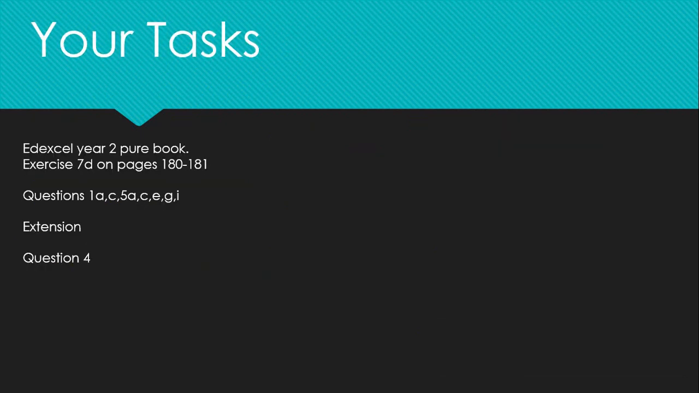Your tasks for this lesson are in exercise 7D, which is on pages 180 to 181 of the Edexcel Year 2 book. This is the Active Teach book. I would like you to do questions 1A, 1C, 5A, 5C, 5E, 5G and 5I. And if you want a little bit of an extension, something different, do question 4. If you want to do any of the missing bits from questions 1 and 5, or if you want to do questions 2 and 3, you're more than welcome to. Don't go any further onto that exercise because that stuff will be covered in the next lesson.